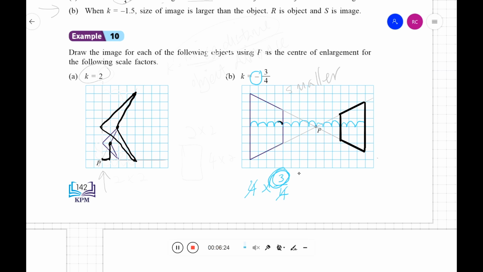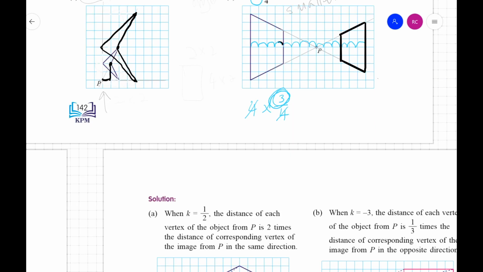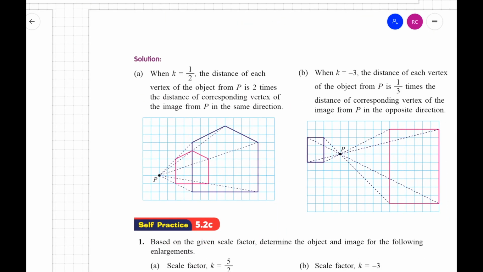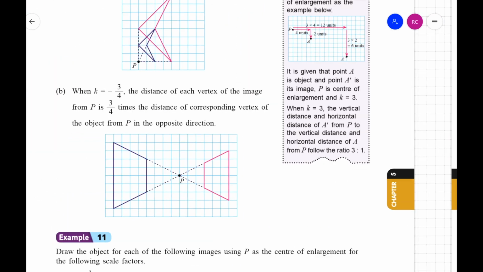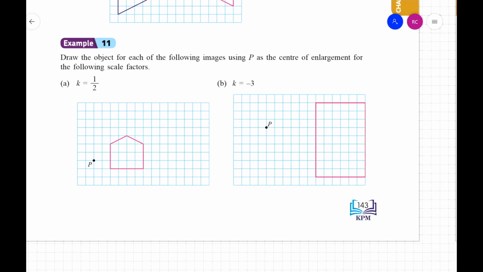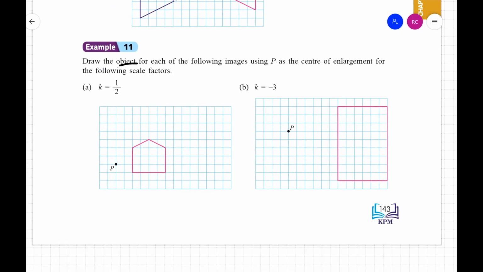So now we are going to learn the next one, which is you are going to find the object. This one is for you to find the image, right? But then the next example, you are going to learn to find the object. So we look at example 11. Draw the object. Okay, remember the object. For each of the following images using P as the center of enlargement for the following scale factors. So you're given a scale factor of 1 over 2. If the scale factor is given 1 over 2, okay, let us refer to the number line again. Referring to the image, can you tell me whether the image is bigger or smaller?